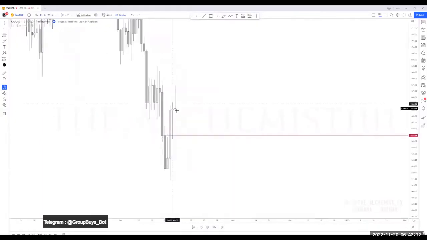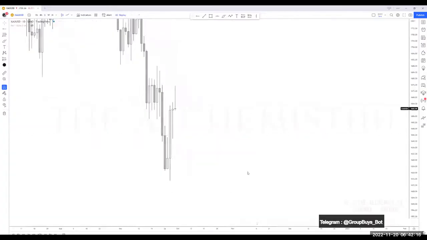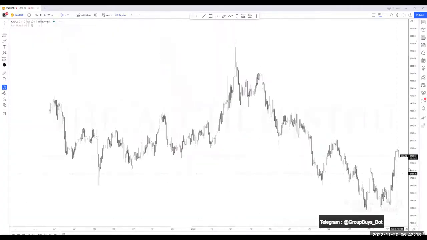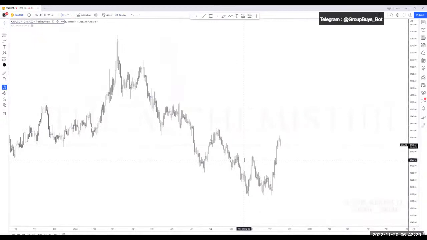If a resistance is broken, it will turn into a support. Okay, so those are about the key levels. The next thing is, let's talk about trend lines.